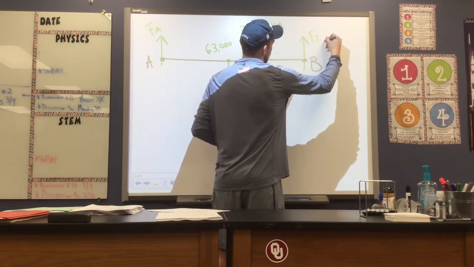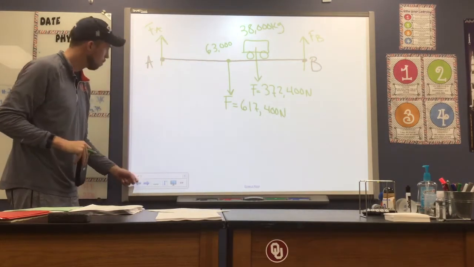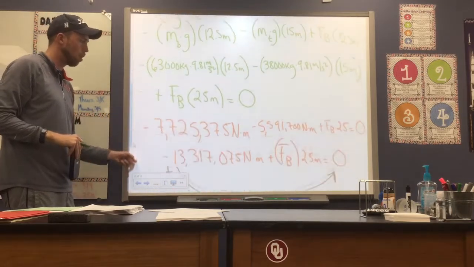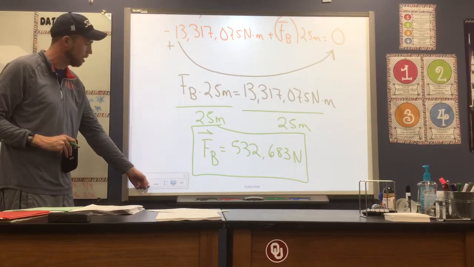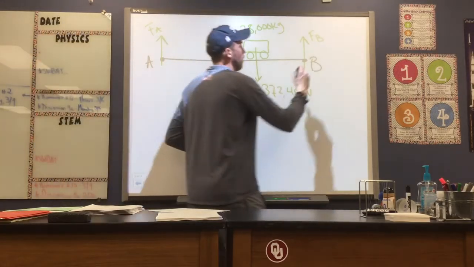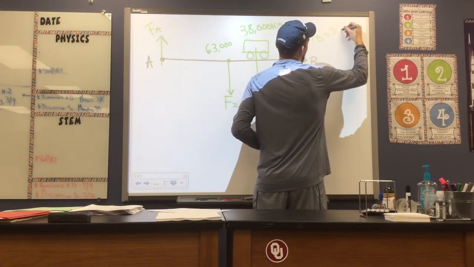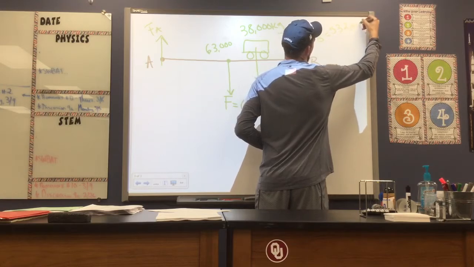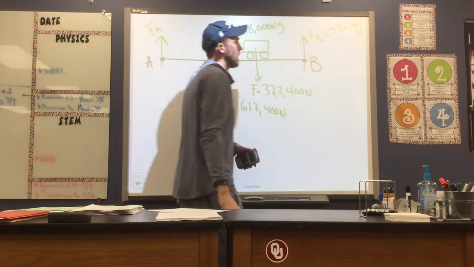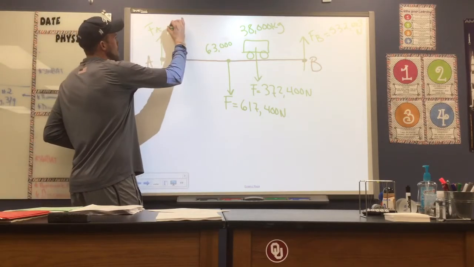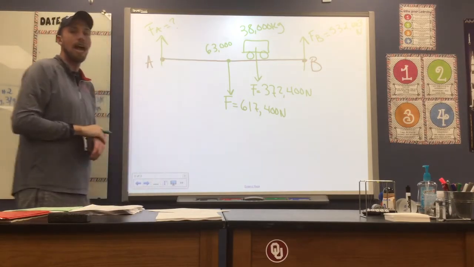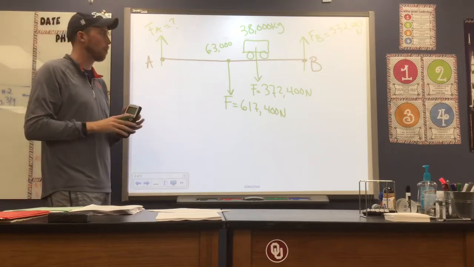In part 8, the previous problem associated with this two-part scenario, we also solved for the force at point B. We're going to take that number, which was about 532,683 newtons, and use it now in this scenario. We're asked here to solve for the force of support at point A, the left side of our bridge.